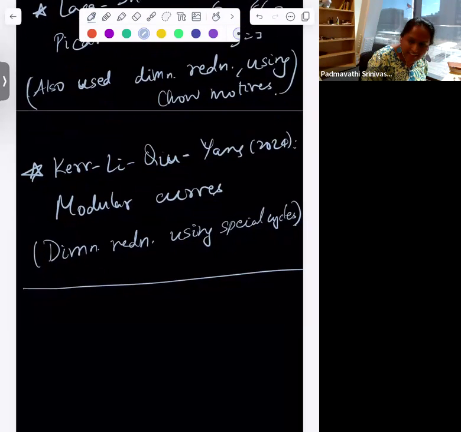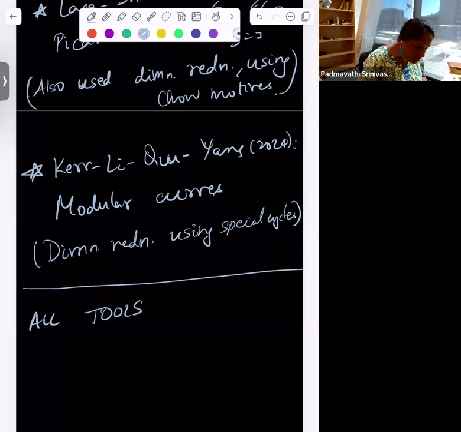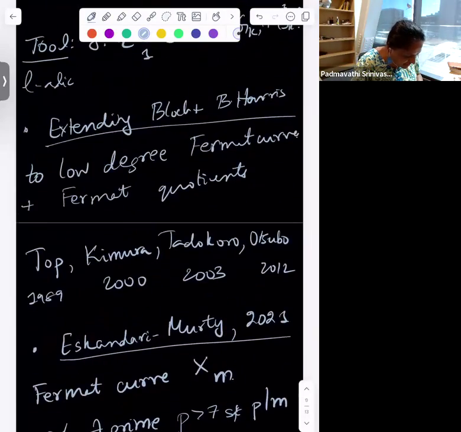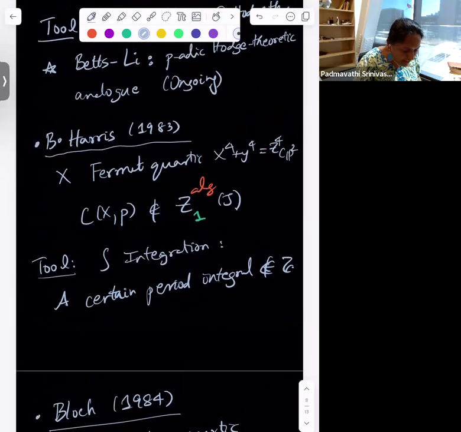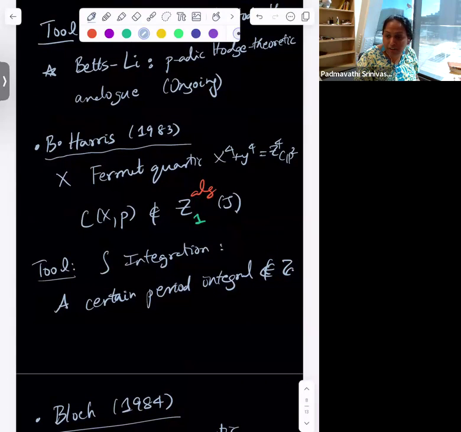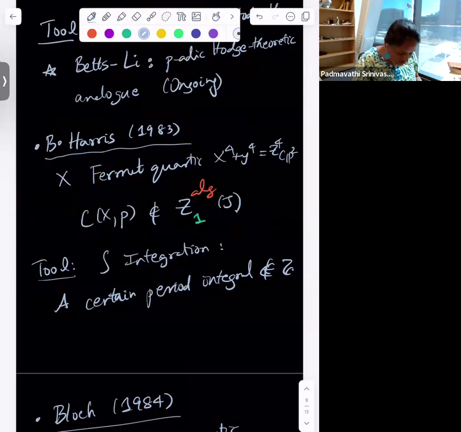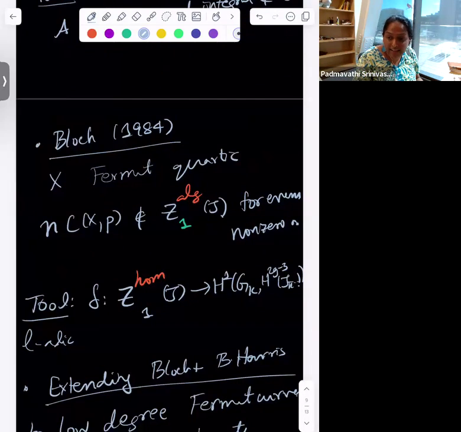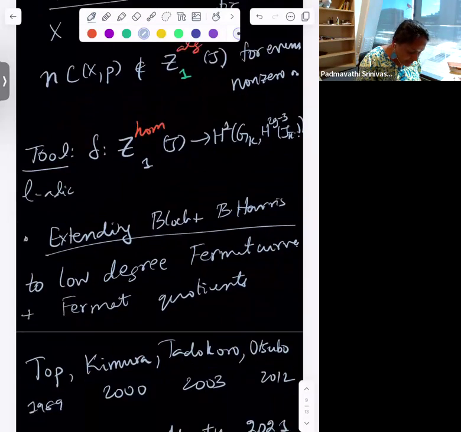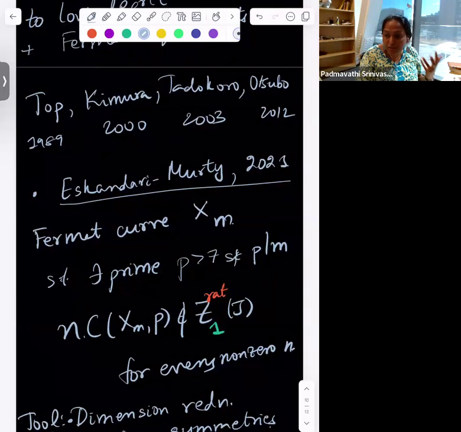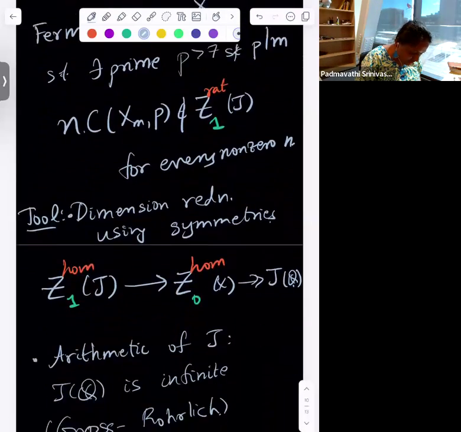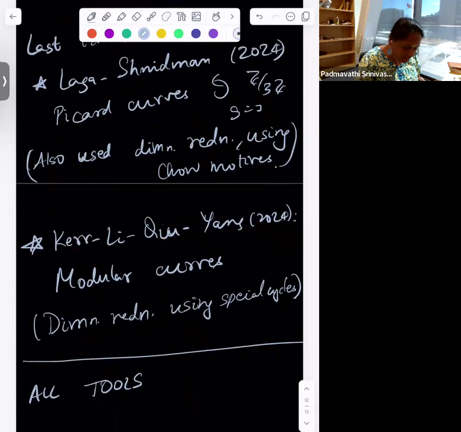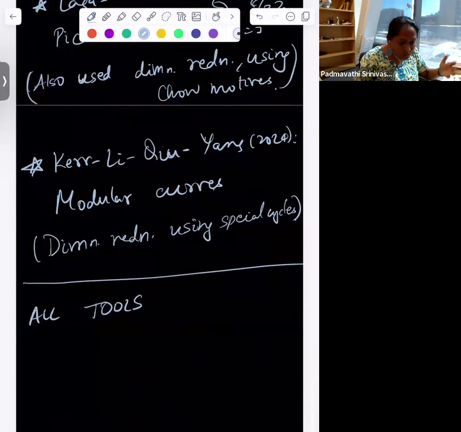I want to point out that all the examples I've shown you so far use all the tools, starting right up from, let me scroll up, sorry if I'm making you dizzy, starting from Bruno Harris. He used the fact that we know periods of Fermat curves, a very special curve with symmetries. Bloch again used the fact that the Jacobian of the Fermat curve decomposes into a product of CM elliptic curves, which we know. And Iskandari Murthy also very crucially used the fact that these Fermat curves come with these symmetries, with these automorphisms, and also results of Lager-Schnittmann and Wallen and collaborators.